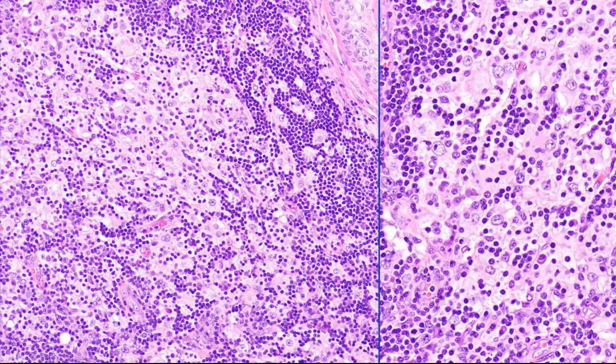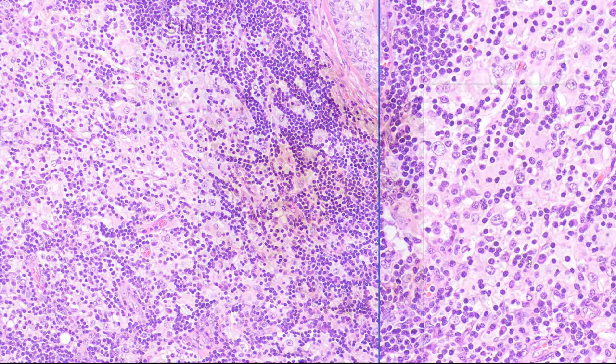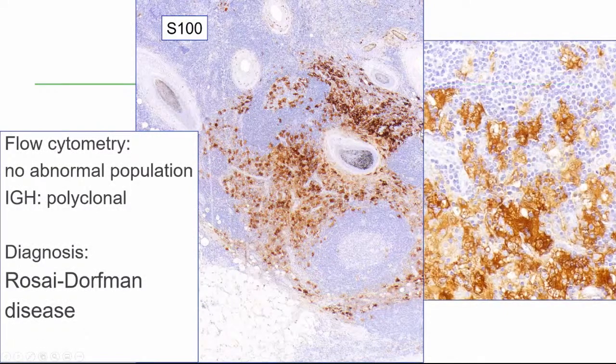And so this would be emperipolesis. Here's another pretty good area where you have the histiocyte nucleus and then a small lymphocyte there within the histiocyte cytoplasm. So let's see if we can prove that. I'll also mention that flow cytometry showed no abnormal population of lymphoid cells, and there was no clonal rearrangement of the immunoglobulin heavy chain gene.